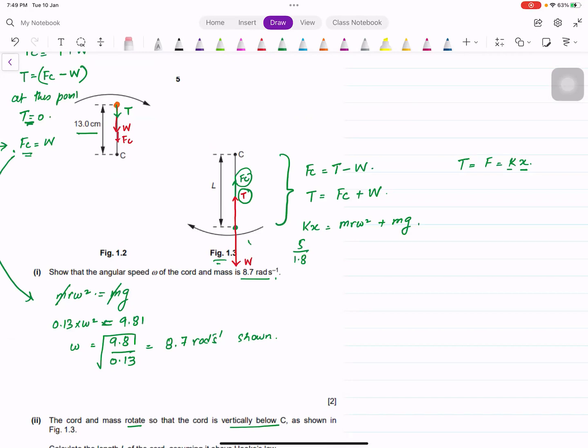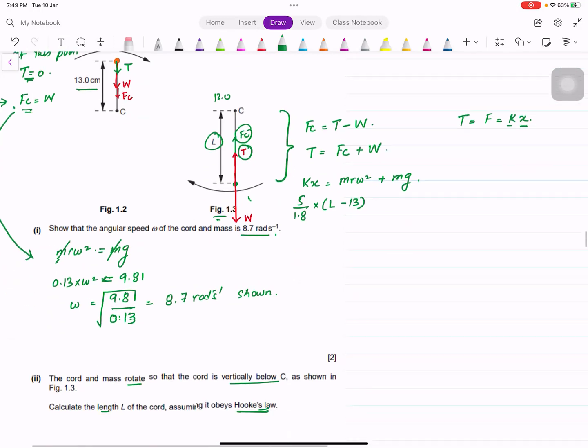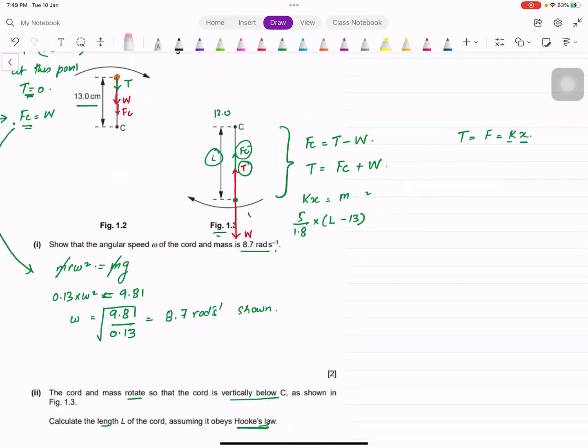Okay, and the extension basically is the new length minus the original length, which was 13. So to find the extension, I'm going to do length minus 13 centimeters. So this first part is done. All right, so let me just put it a bit like this so you guys understand better. m v squared over r plus mg. Okay, then let's look at this one.